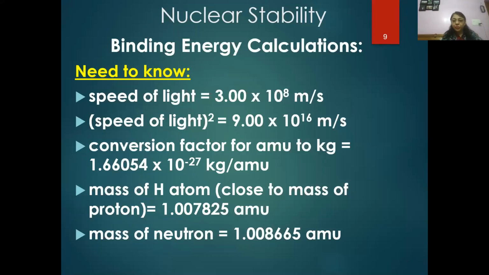The square of it, we know the value. Conversion factor from AMU to kilogram, which is 1.66054 into 10 to the power minus 27 kilogram per AMU. Mass of the hydrogen atom, which is close to the mass of proton, is 1.007825 AMU, and mass of neutron. These are standard values, and if we know these 5 standard values, then we are able to do any calculation of binding energy for any numerical posed to us of this level.